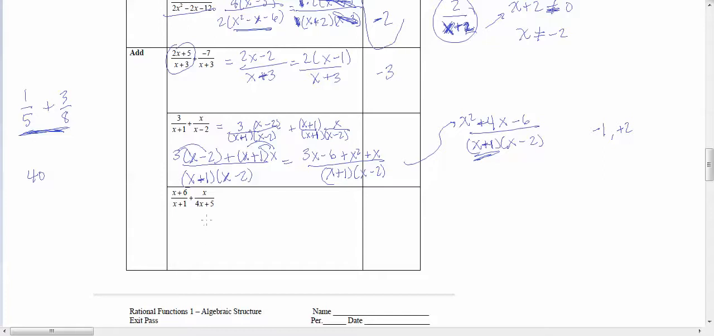Let's do this one. I'm not going to talk as much. I'm just going to do it as quickly as possible and talk to myself. I'm going to go x plus 6 times 4x plus 5 plus x times x plus 1. I know you guys are thinking, what is he doing? He's doing it all in his head. Actually, it's not that bad.